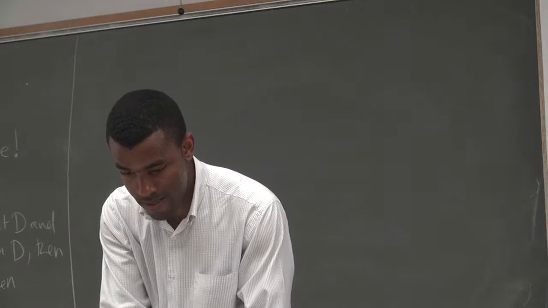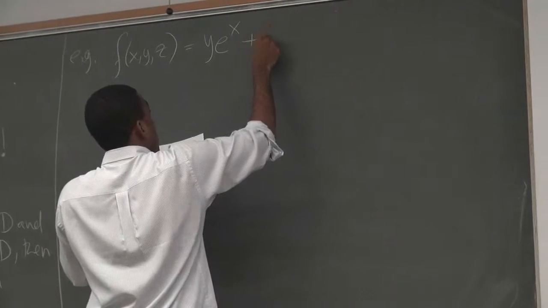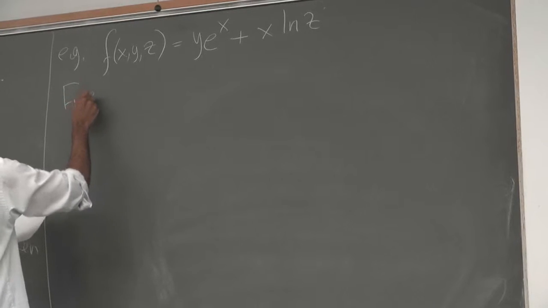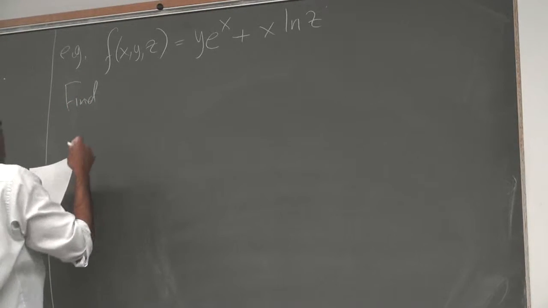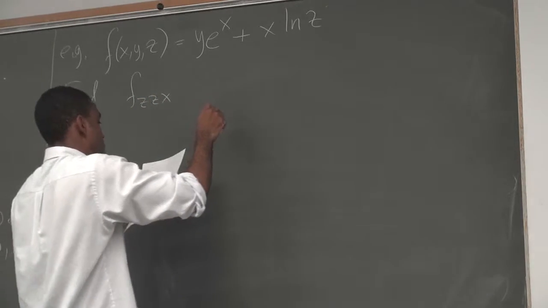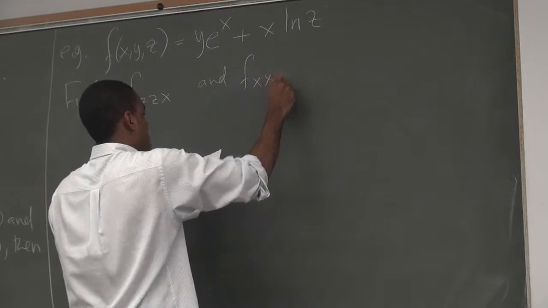Let's see another example. F of x, y, z. And of course, everything in second orders generalizes naturally to higher orders than that. F of x, y, z equals y e to the x plus ln z. Find fzzx and fxxz.